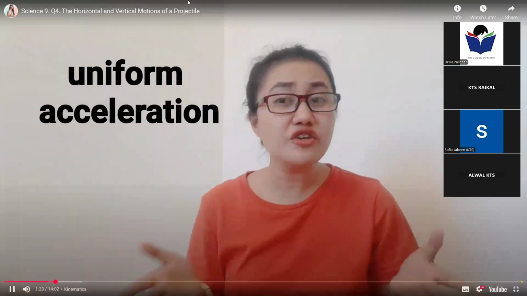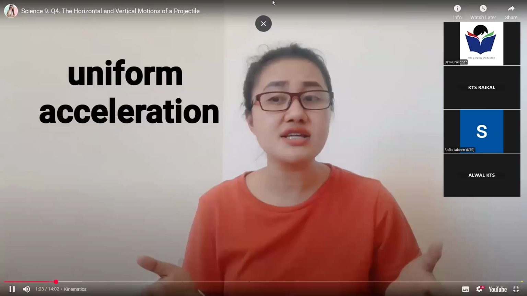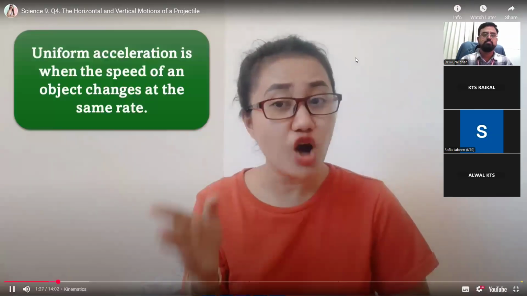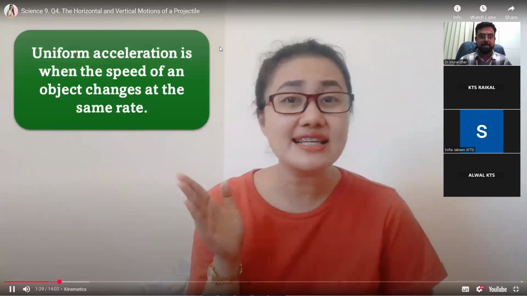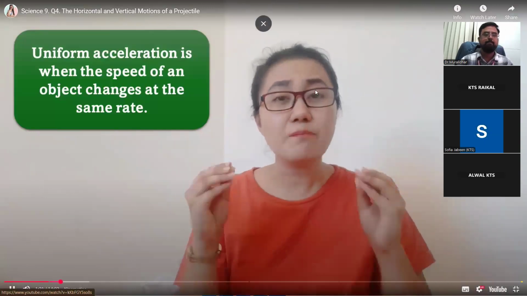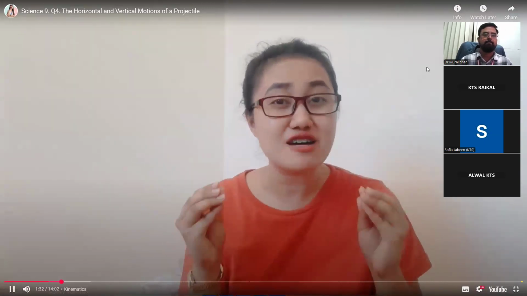Do you still remember the topic that we discussed about uniform acceleration? Ano nga ba pag sinabi nating uniform acceleration? So when we say uniform acceleration, it is when the speed of an object changes at the same rate. Yes, kapag yung bilis ng isang bagay, let's say for example, yung isang kotse, nagbabago na ang bilis pero parehas lang yung rate, itong tinatawag natin na uniform acceleration.